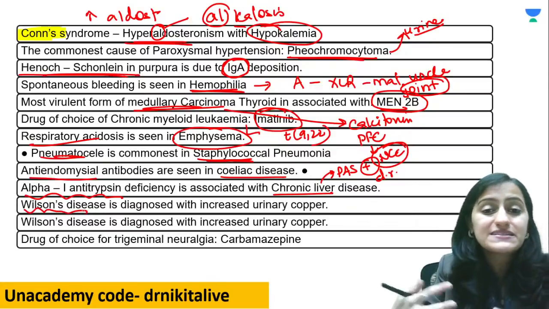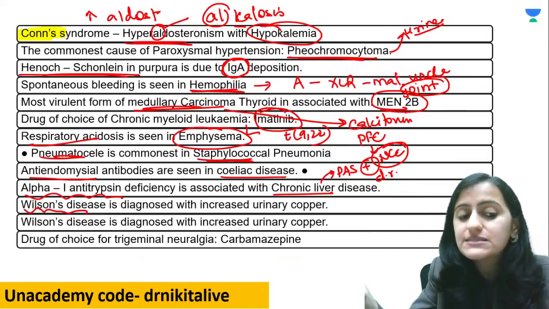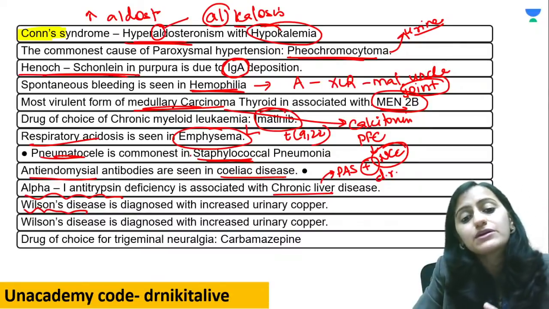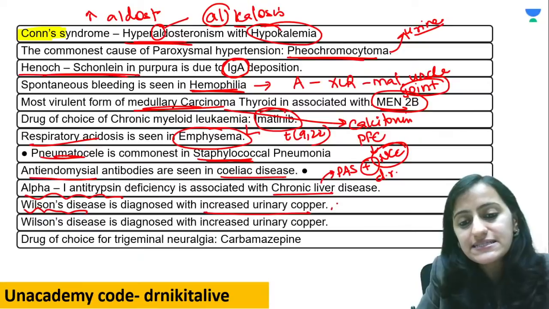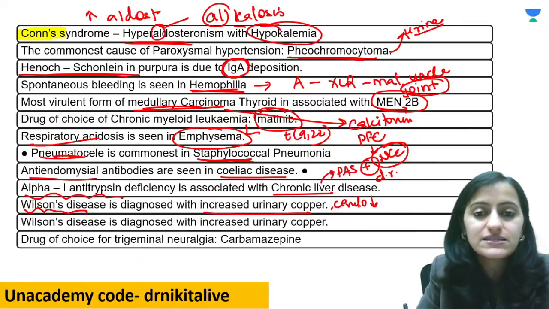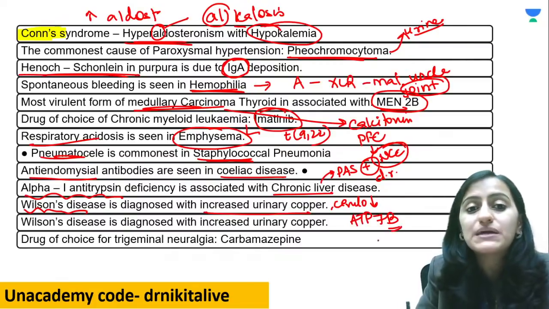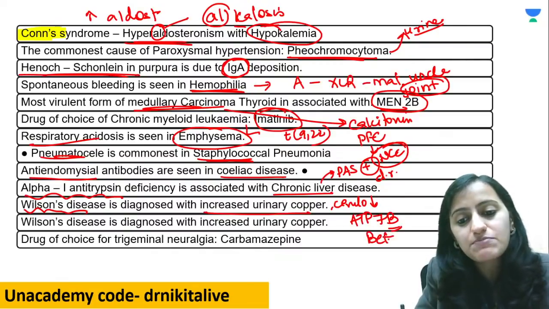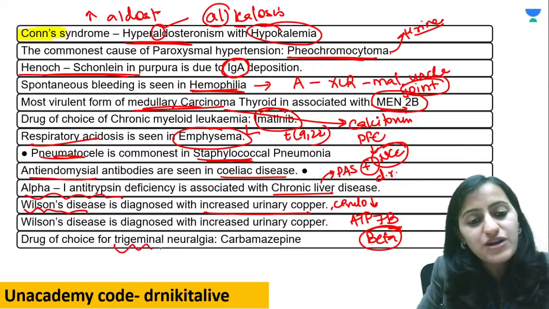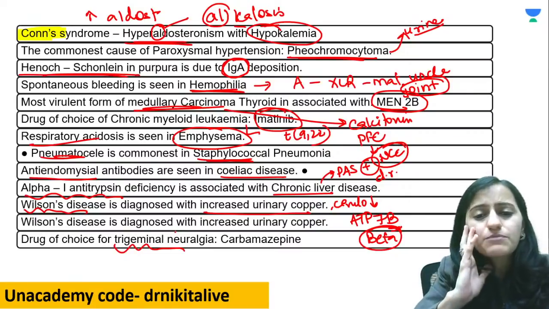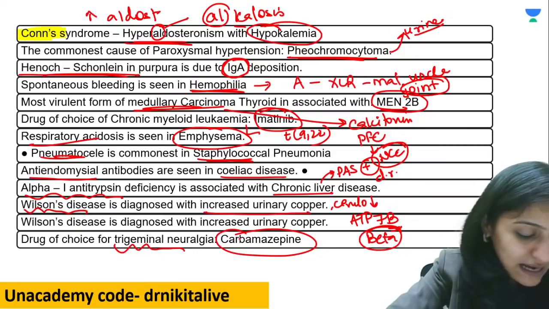Liver affected, cirrhosis is there, psychiatric manifestations, abnormal movements. So Wilson's, remember, copper deposition in the tissues. Urinary copper is increased, ceruloplasmin is decreased. It is chromosome 13, autosomal recessive, ATP7B. Remember, Wilson, sun means beta. So it is ATP7B. Drug of choice for trigeminal neuralgia, sudden shocking pain in the face, is carbamazepine. Remember, that is carbamazepine.